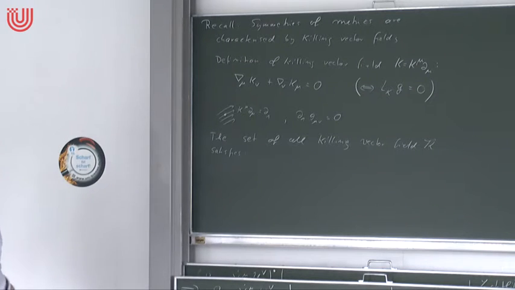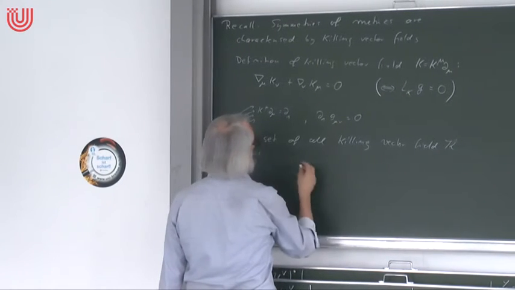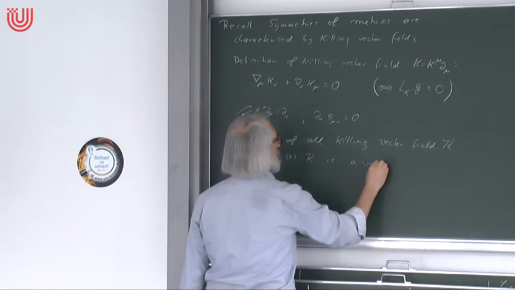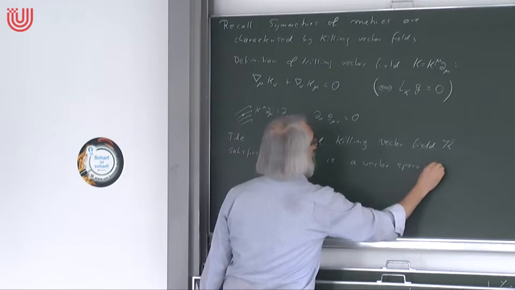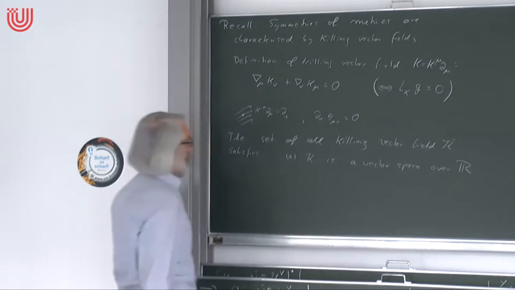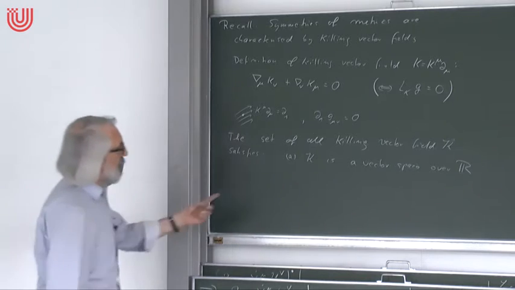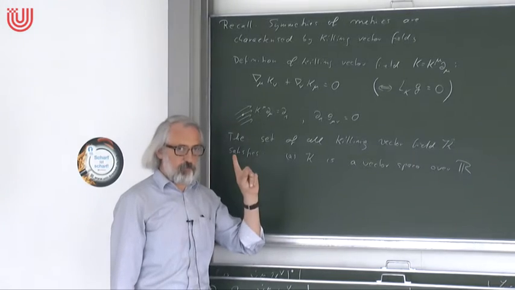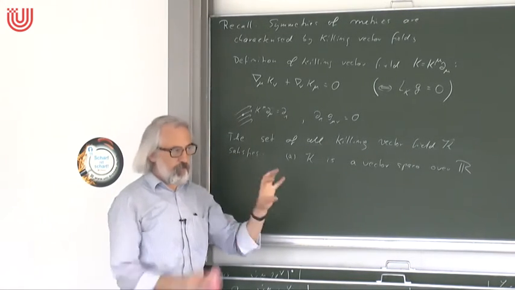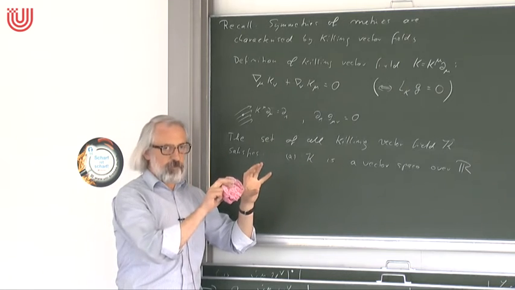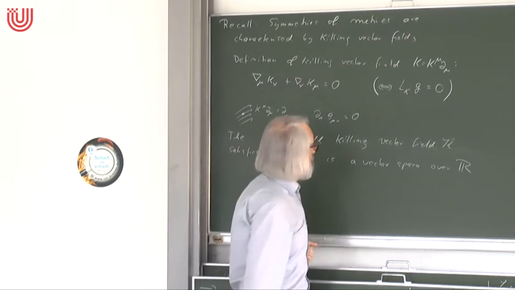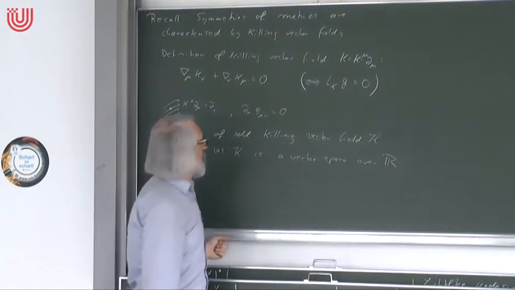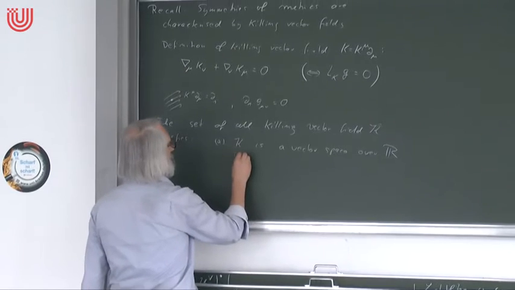The first is very easy to check, actually. K is a vector space over R, the real numbers. It is not a field over the scalar functions. What does this mean? It means that if I have a linear combination of two Killing vector fields with constant coefficients, then it's again a Killing vector field. If I do it with functions, then it's in general not a Killing vector field. So in mathematical technical terms, it's a vector space, but it is not a module over the ring of scalar functions.